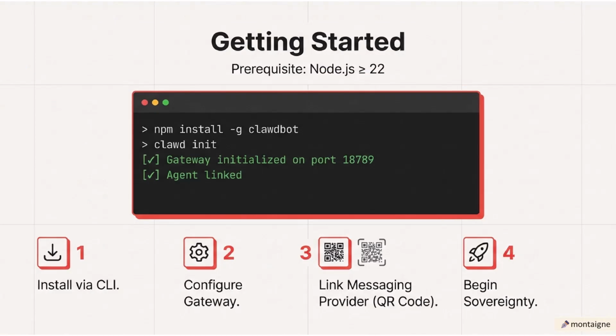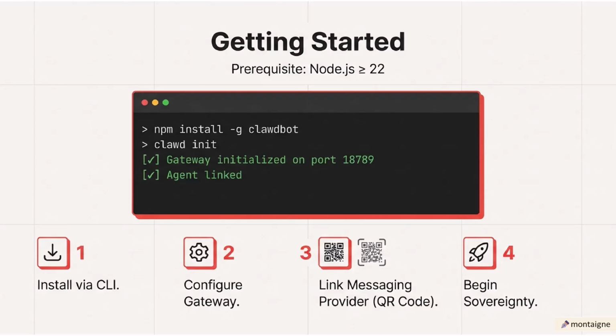So despite the friction we just discussed, the actual Hello World moment is surprisingly standard. If you've used NPM, you're already halfway there. You just need Node 22 plus the global package, run the init command, and watch the gateway spin up locally on port 18789. But step 3 is where the magic happens. You don't paste API keys into a web form. You get a QR code right in your terminal. Scan that with WhatsApp or Telegram, and you've immediately bridged your local hardware to the global messaging network. You have officially begun sovereignty.